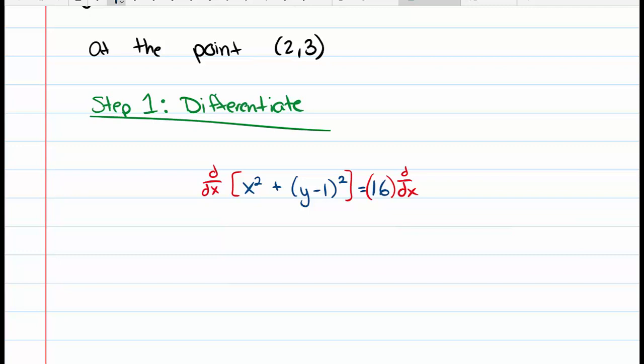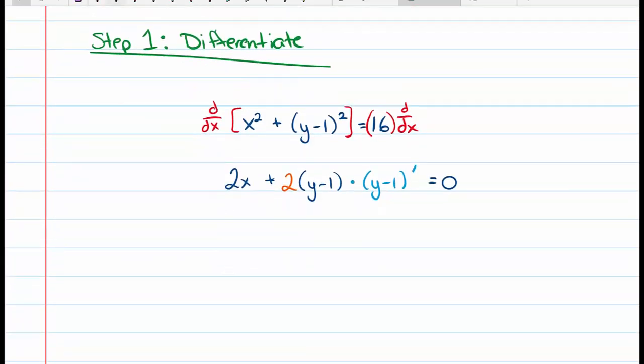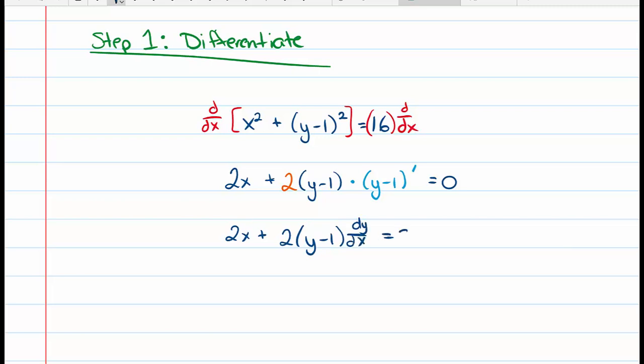And then here we go. So the derivative of x squared is 2x. Now, this is where you really have to use that chain rule, because it's going to be 2(y minus 1) times (y minus 1) prime is equal to 0. So we get 2x plus 2 times (y minus 1), and the derivative of that inside piece is just the derivative of y, because the derivative of negative 1 is 0. So here you're going to get dy/dx is equal to 0.